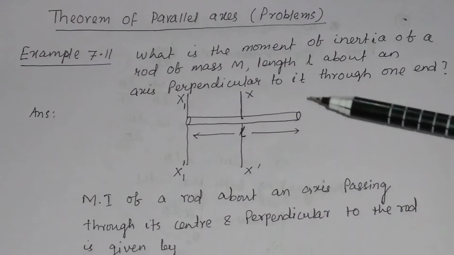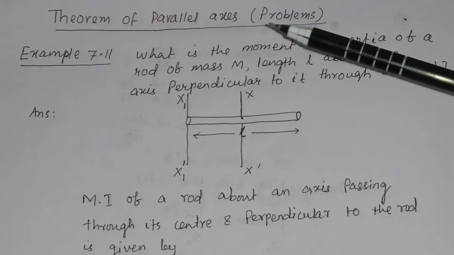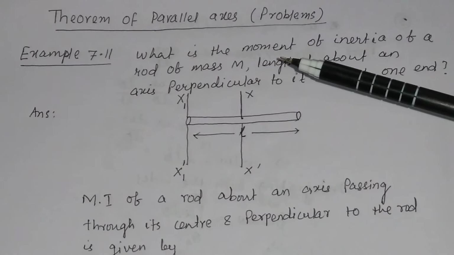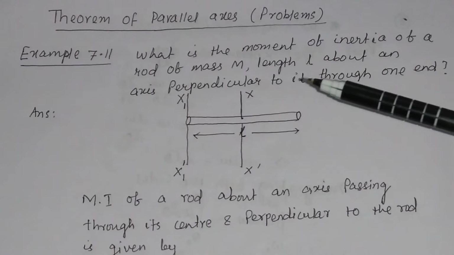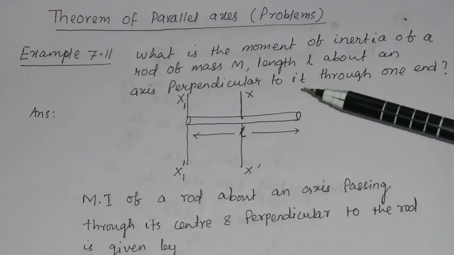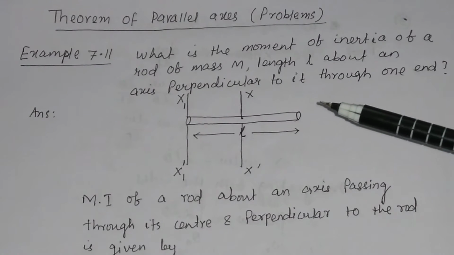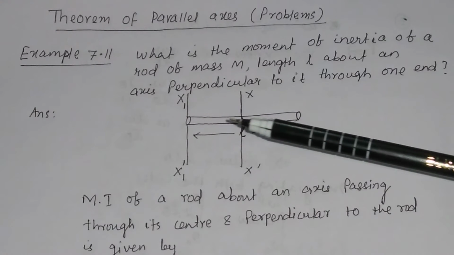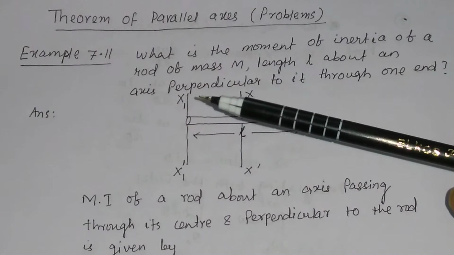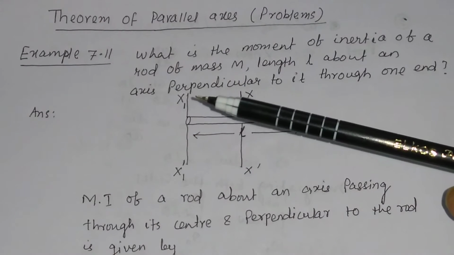In this video, we will discuss some problems on parallel axis theorem. What is the moment of inertia of a rod of mass m and length L about an axis perpendicular to it through one end? You see, this is a rod of mass m, length of this rod is L, and we have to find out the moment of inertia of this rod about an axis perpendicular to it, about the axis x1 prime.